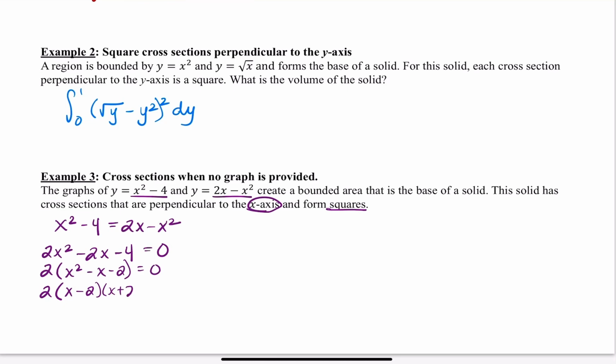Nope, let me erase that. Make sure these look nice. Oh, nope. I still have to get the hang of this.